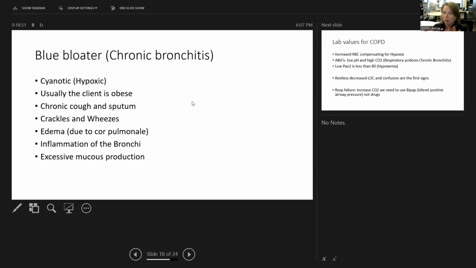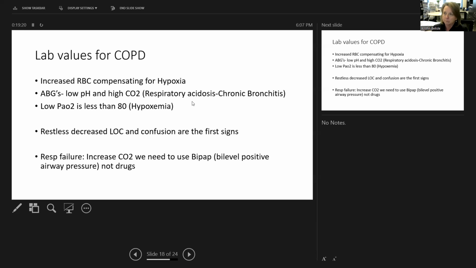On the flip side, they're a little more dry. They're pink. They're puffing. They're using everything. They look like they've stressed themselves. They do tripod positioning with pink puffers. These folks are just not doing well at all, either side. But blue bloaters are more fluid overloaded, right-sided heart failure, or cor pulmonale. They're going to have a lot of mucus, wheezing, crackles. We're listening to all that good stuff. They're more obese, and on the pink puffer side are more thin.